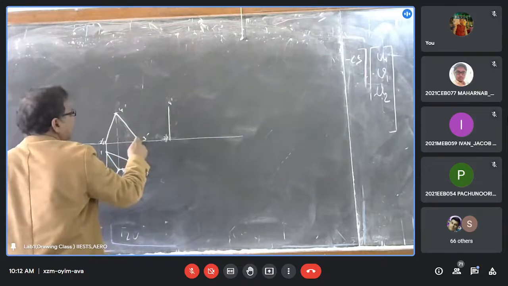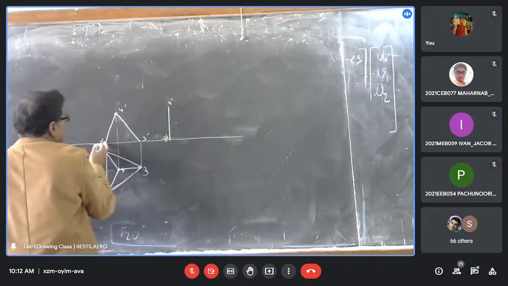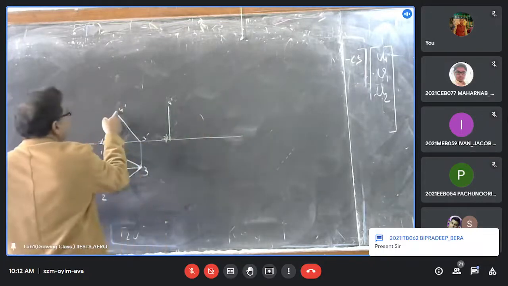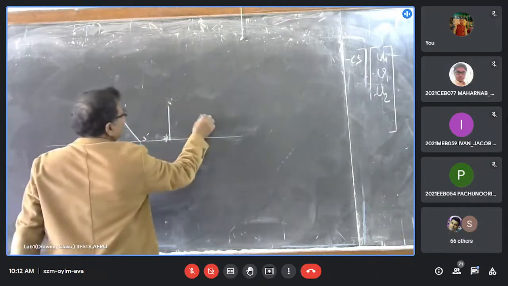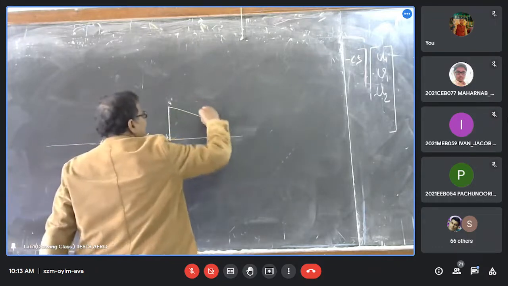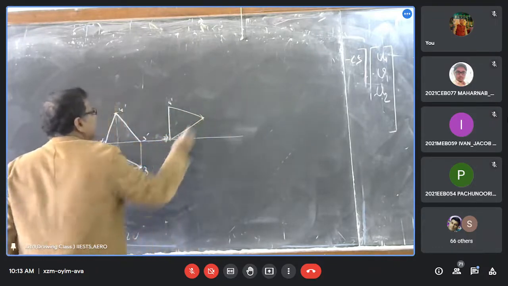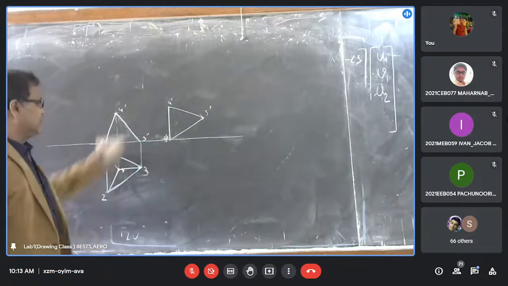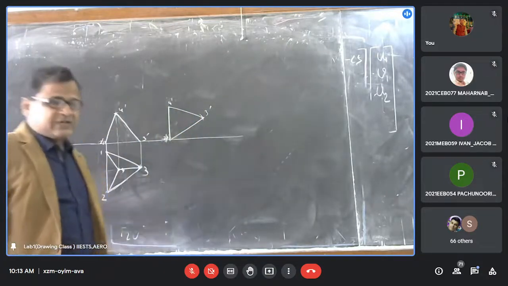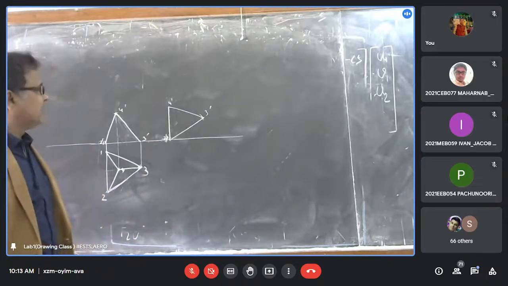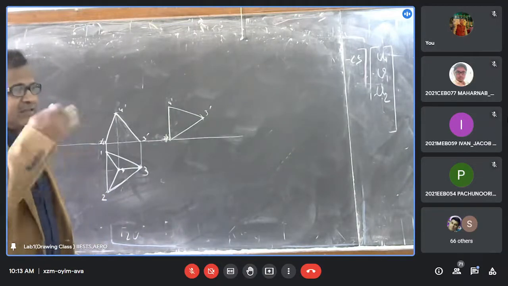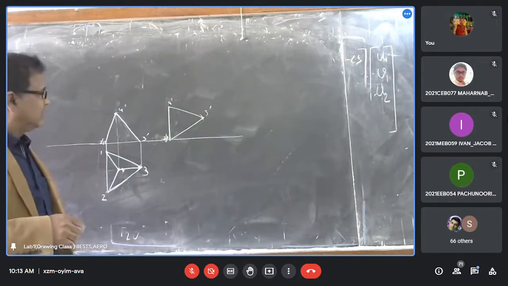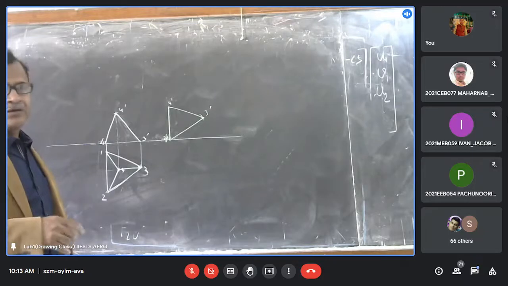Then copy this corner by taking the center here, taking the radius, and drawing from here by measurement. Then connect this and you find this is your elevation. In what condition? It is in the condition that the resting edge triangular surface is now perpendicular to both of them.